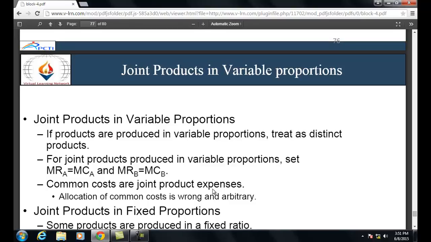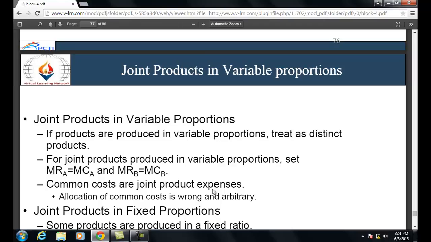If products are produced in variable proportion, treat as distinct products. For joint products produced in variable proportions, set MRA equal to MCA and MRB equal to MCB. Common costs are joint product expenses. Allocations of common cost are wrong and arbitrary.